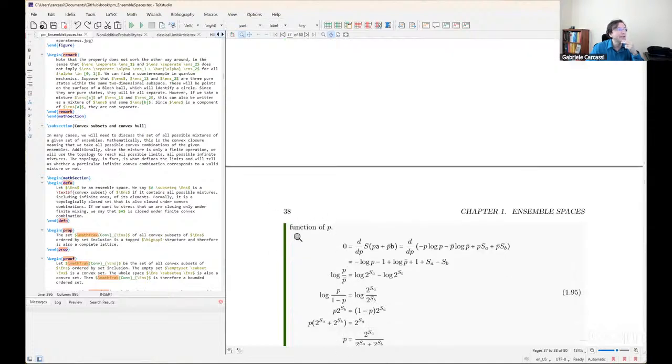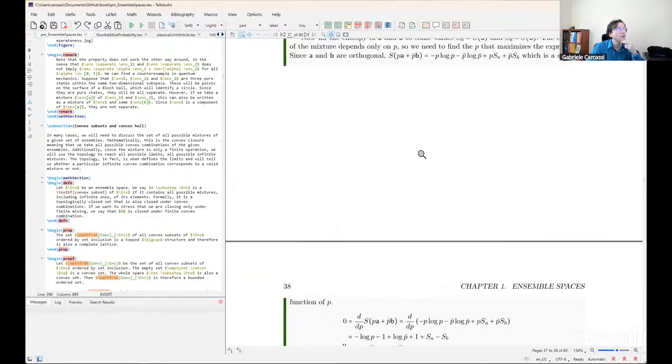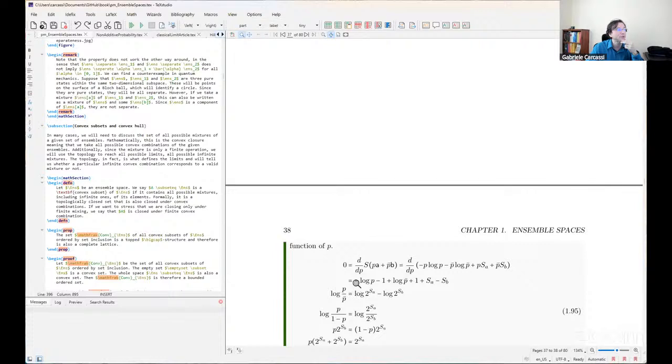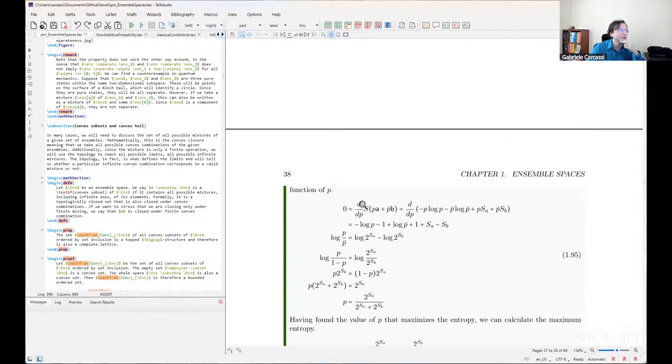And since it is a smooth function of P, and we want to find when it's maximized, we just take the first derivative and we set it to 0. So we have that 0 is equal to the derivative of the entropy of the mixture, and we just substitute here, and we just take the derivative.